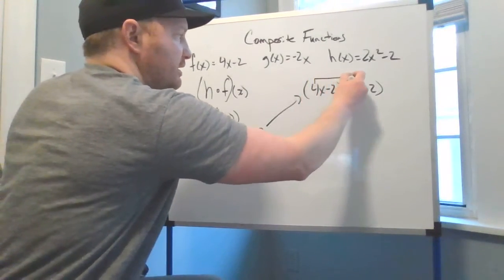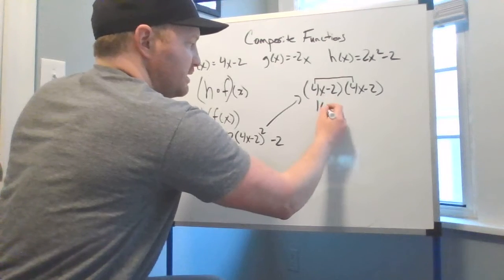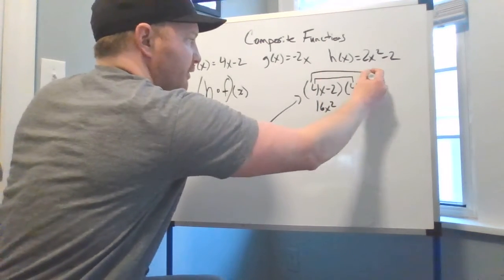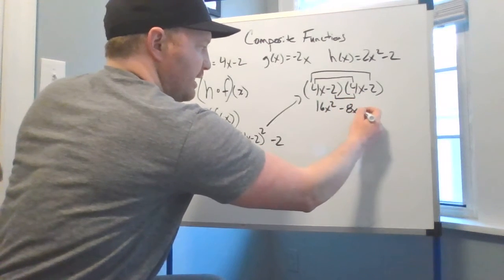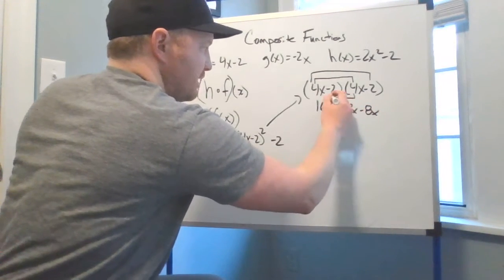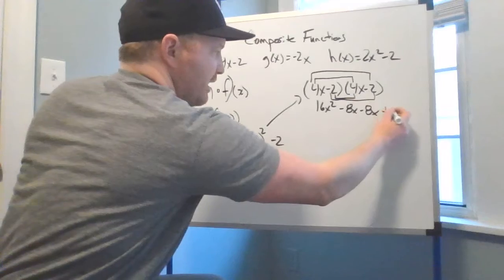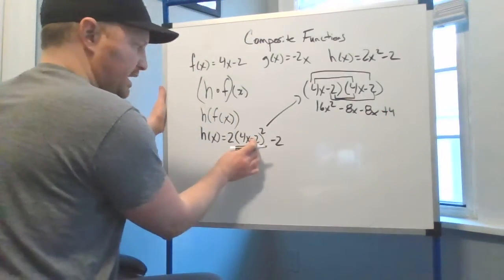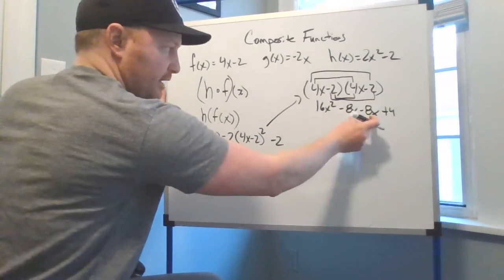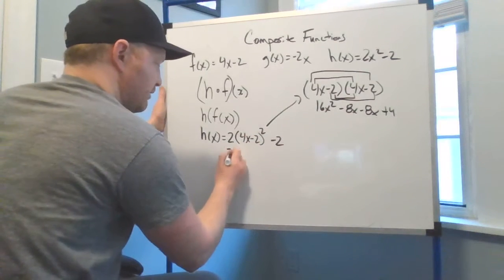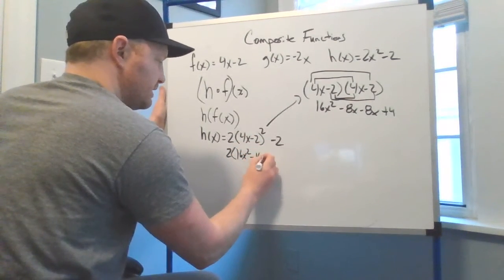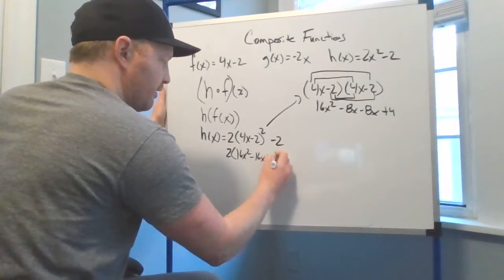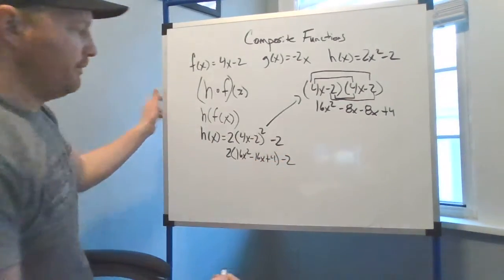So I do 4x times 4x, which is 16x squared; 4x times negative 2, which is negative 8x; again, negative 8x; and last but not least, positive 4. So now this entire expression, when I combine my two like terms, is going to be 2 times 16x squared minus 16x plus 4, minus 2.